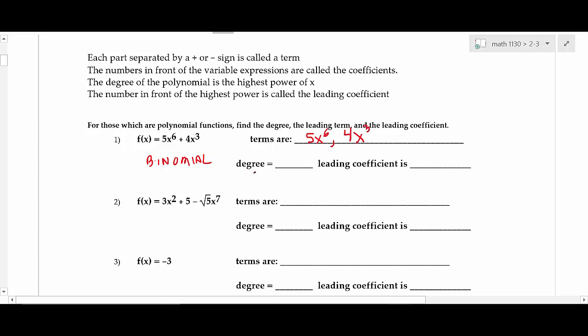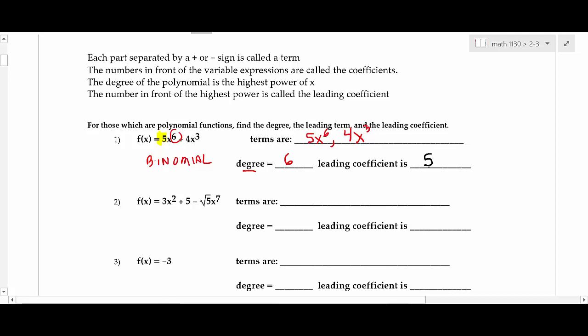The degree, do you guys from your background know what a degree of a polynomial is? It's the highest exponent that you find, so in this case that would be 6. How about leading coefficient? Do you know what that is? That's the number in front of the highest power, okay? There's a lot of terminology on that, so your leading coefficient is going to be 5, like that. All right, how about the next one?